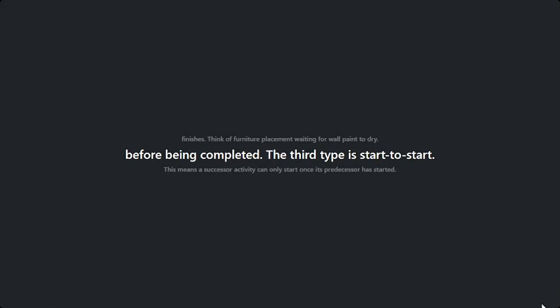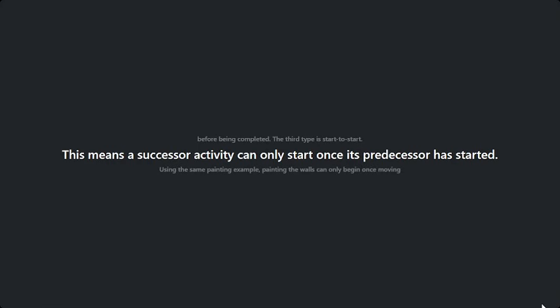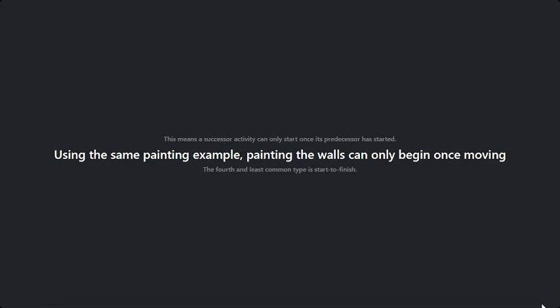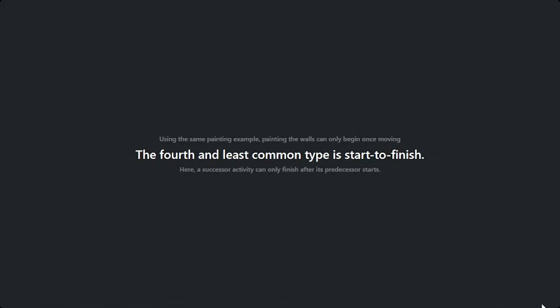The third type is start to start. This means a successor activity can only start once its predecessor activity has started. Using the same painting example, painting the walls can only begin once moving the furniture out has started.